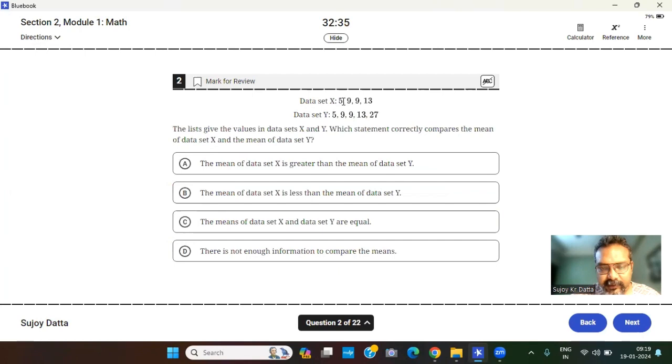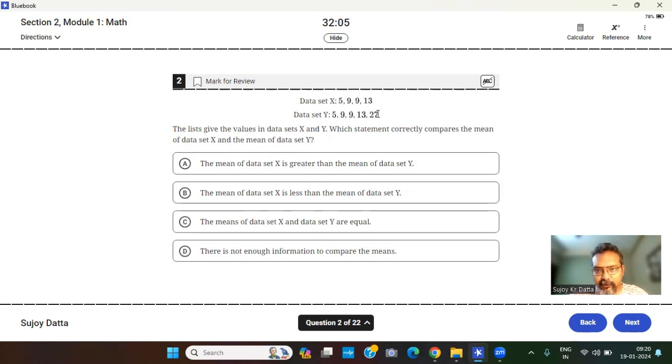Next. It says x has the data 5, 9, 9, 13 and y has another set of data, and asks which of the following correctly compares the mean. Okay, you have to compare the mean. That does not mean you start calculating the mean immediately. Observe that the values of x are 5, 9, 9, 13. Y also has 5, 9, 9, 13. Now, if you look clearly, the average of 5, 9, 9, 13 is definitely less than 13, right? It's somewhere in between. Not interested in what the value is.